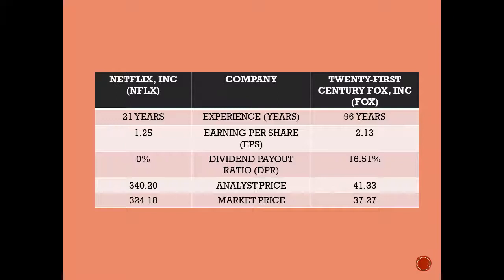For the next part, which is dividend payout ratio, Netflix have 0% dividend payout ratio compared to 21st Century Fox, which has been long in the industry, come with the dividend payout ratio about 16.51%. But in terms of price, Netflix have the higher price compared to 21st Century Fox, which is analyst price about 340.20 dollar compared to 21st Century Fox, which is only $41.33.